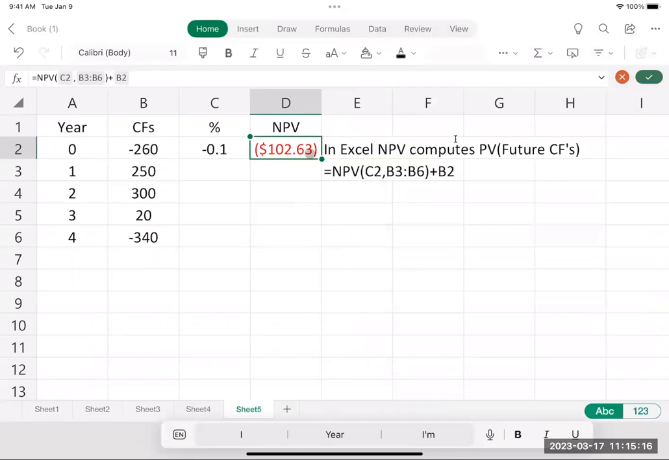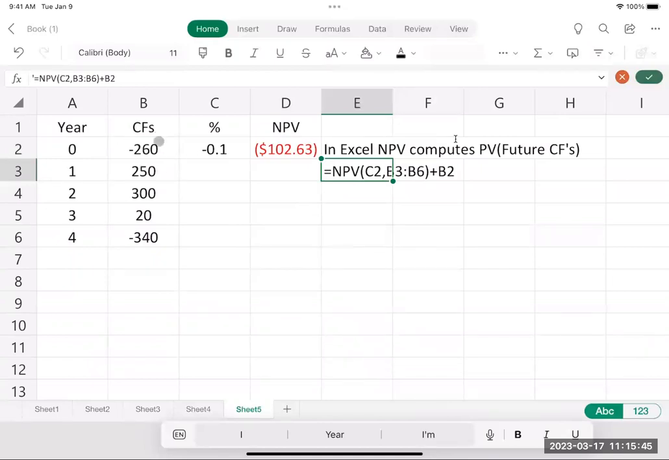Okay, anyway, that's 103 negative. That's what it means. It's in red, with brackets around it, and it rounds off to 103 negative. We'll just leave that. So I had to tell them the rate, which has to be as a decimal. And then I used only the future cash flows, and then I added in the first initial cash flow.